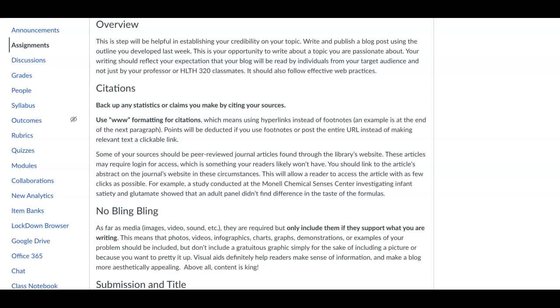Some of your sources should be peer-reviewed journal articles. So you can find those through the databases through the Cal Poly library. You might have to log in to get some of those, but you should have peer-reviewed sources for any of the statistics or anything else that you cite. If it's not a peer-reviewed source, you won't get full credit for the assignment.